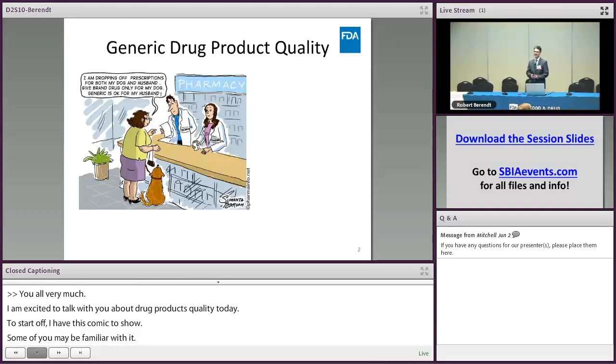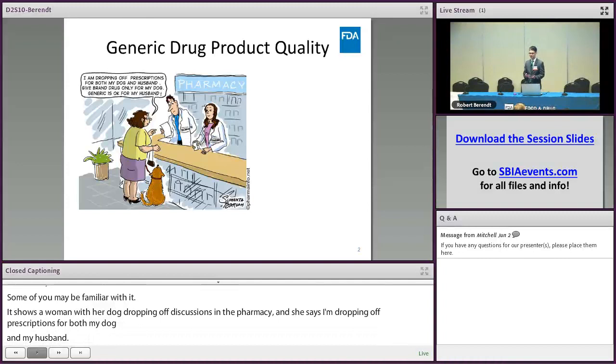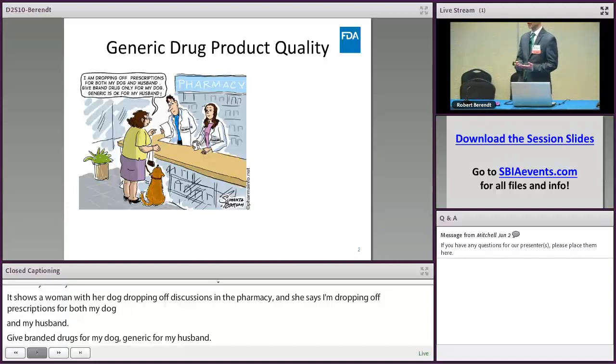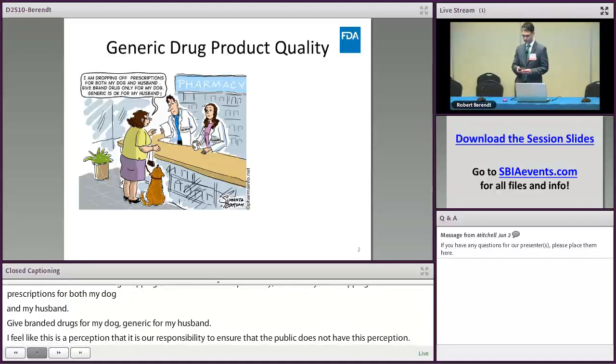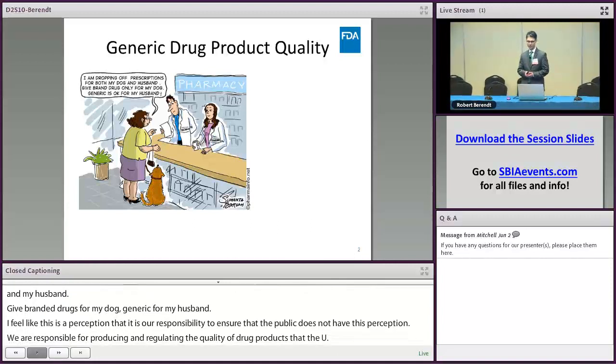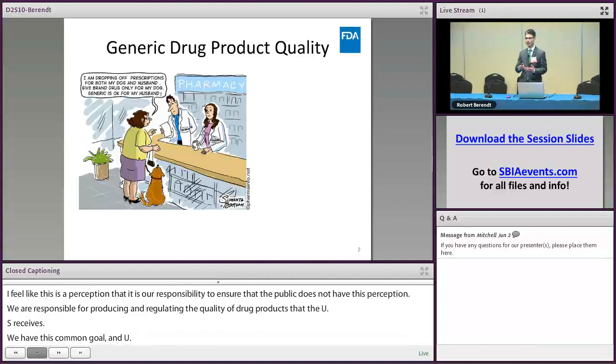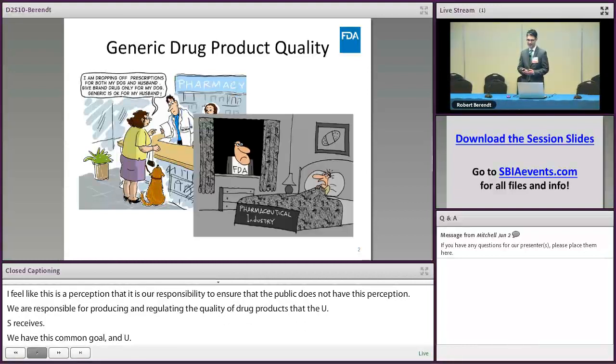Yeah. And I feel like this is a perception that it's our responsibility to ensure that the public does not have. We are responsible for producing and regulating the quality of drug products that the U.S. marketplace receives. So we have this common goal, the FDA and you as the industry, to produce good quality drug products. And I hope as we work together through events like this and also communications through the application process, that you don't have the perception that this is our relationship.